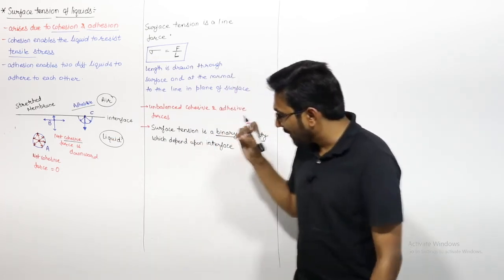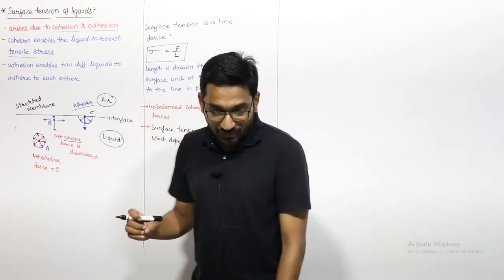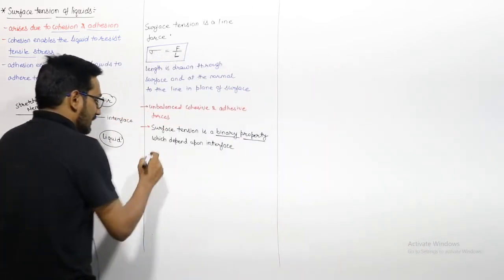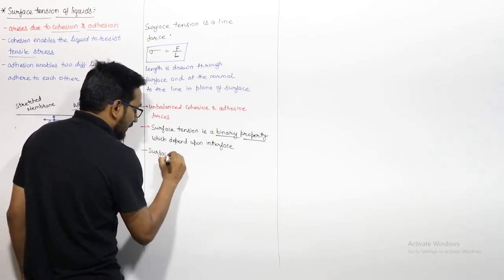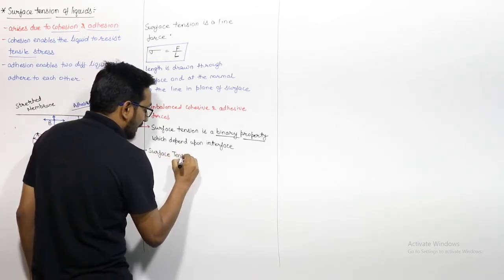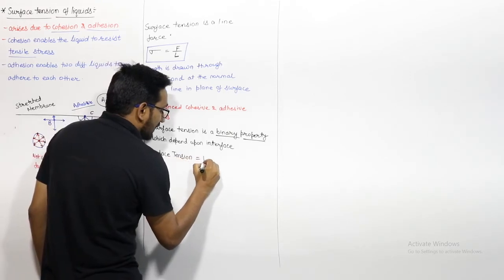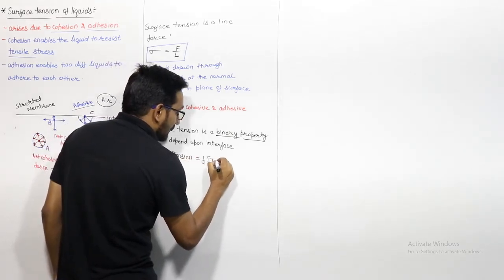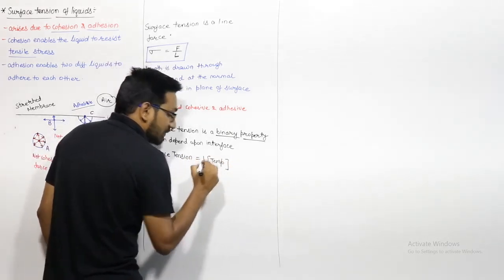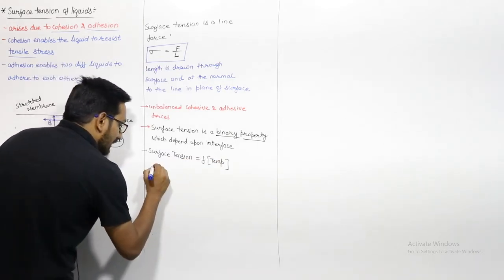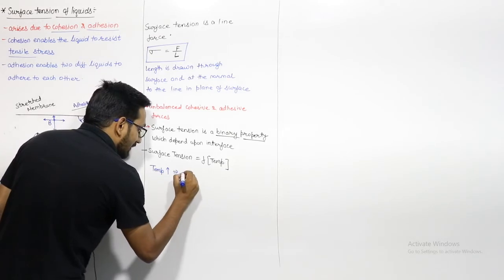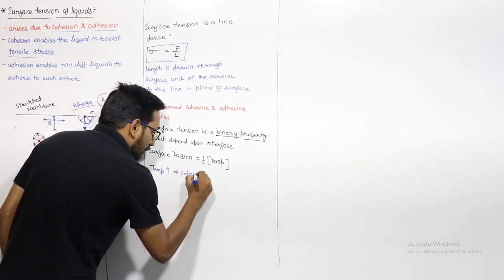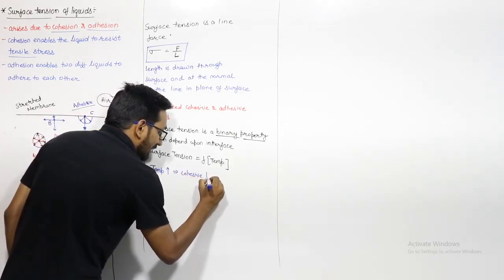So it is a binary property. And surface tension will depend upon temperature also. Surface tension is a function of temperature, because we know that if you increase the temperature, then cohesive forces will decrease.